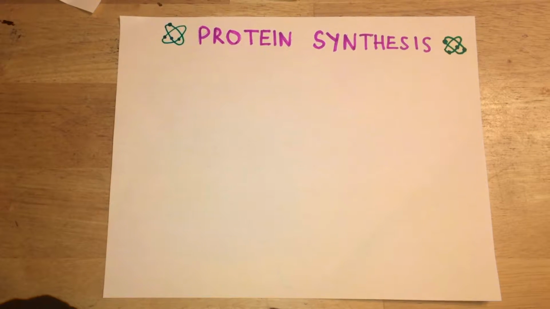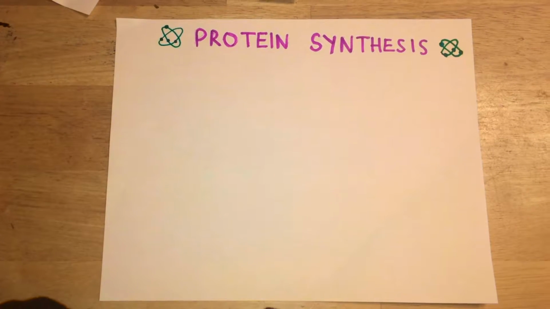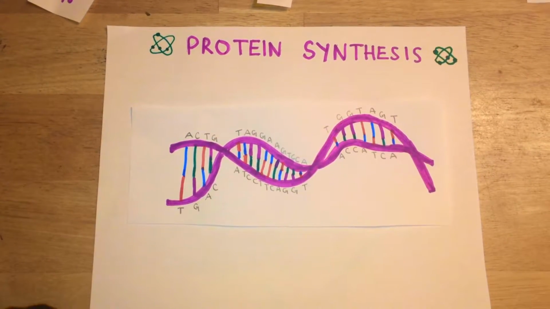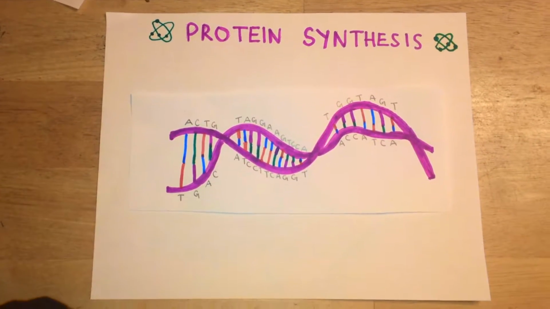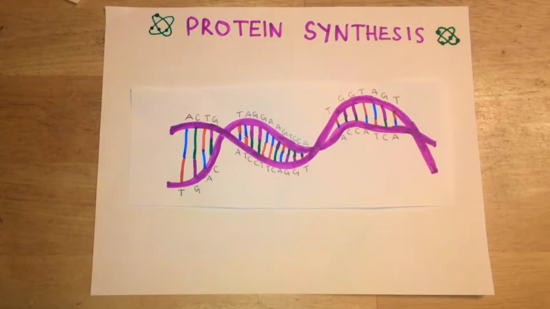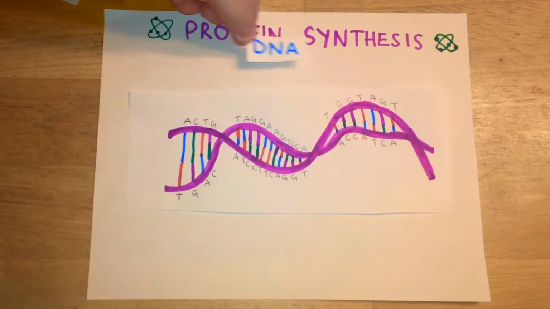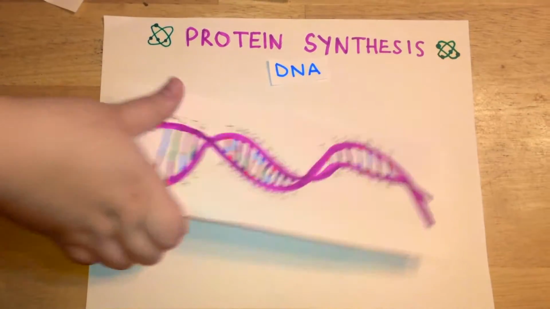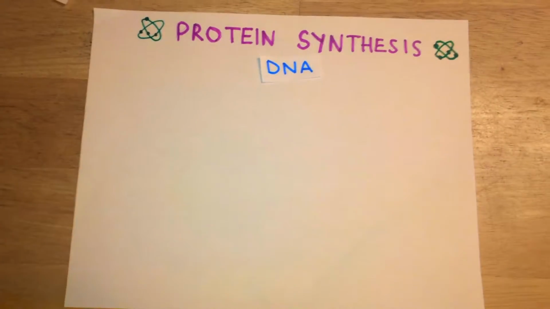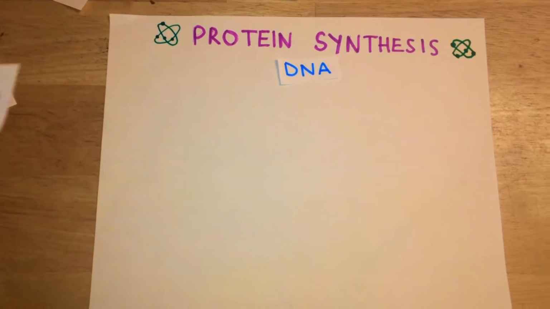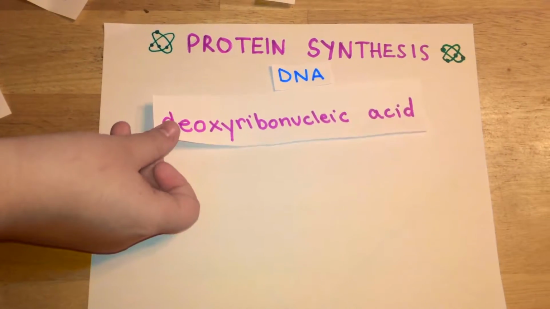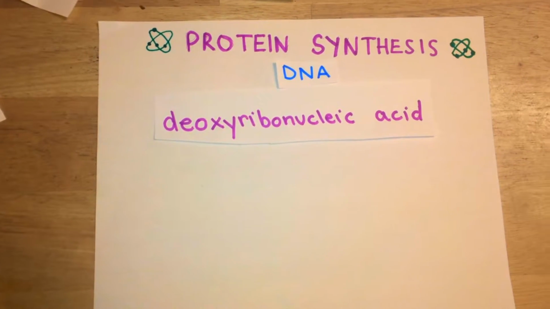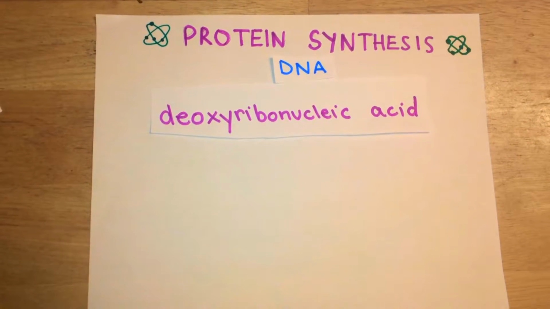Today we are going to be learning about protein synthesis. Protein synthesis starts with your DNA, so let's give a little pre-lesson on DNA so the rest of the lesson makes sense. The DNA in your cells contains crucial information that makes you, you. DNA stands for deoxyribonucleic acid. It has a double helix structure and is found tightly wound in the nucleus of all of your cells.